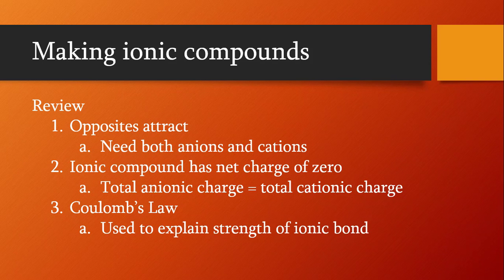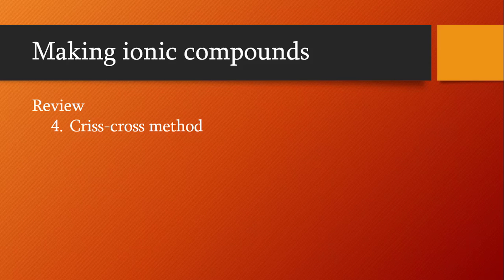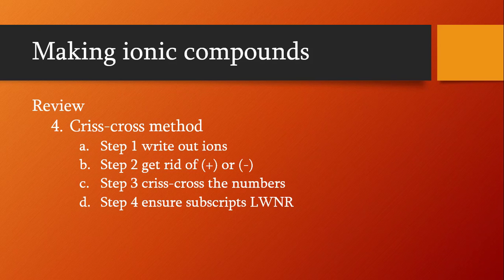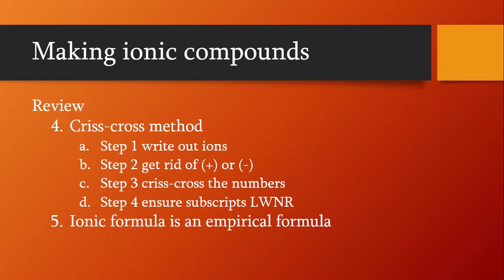Coulomb's law comes into play when you're asked to explain the strength of the ionic bond. We use the crisscross method to make the compound. In step 1, you write out the ions. In step 2, you get rid of the plus or the minus signs on the ions. Crisscross the numbers and move them into subscripts, using parentheses for polyatomics if need be. Ensure that the subscripts are in lowest whole number ratio. Do not touch the subscripts that are within parentheses. And if you think about it, in actuality, an ionic formula is an empirical formula.